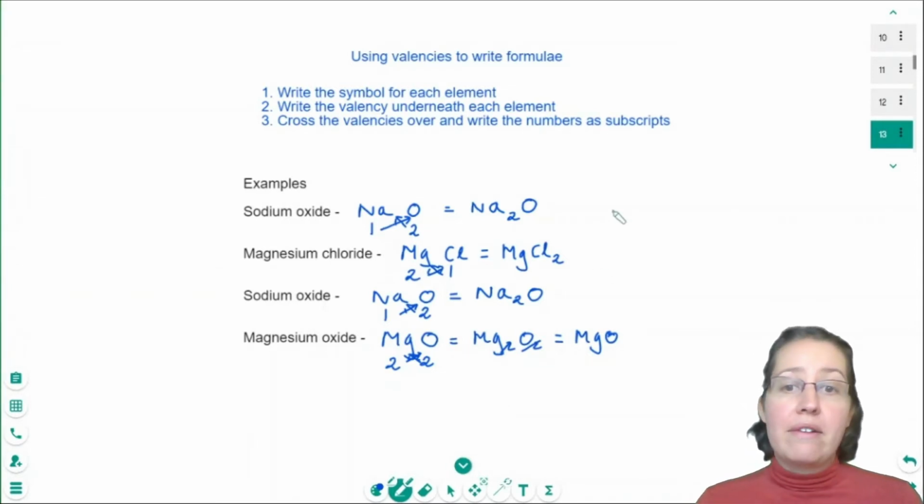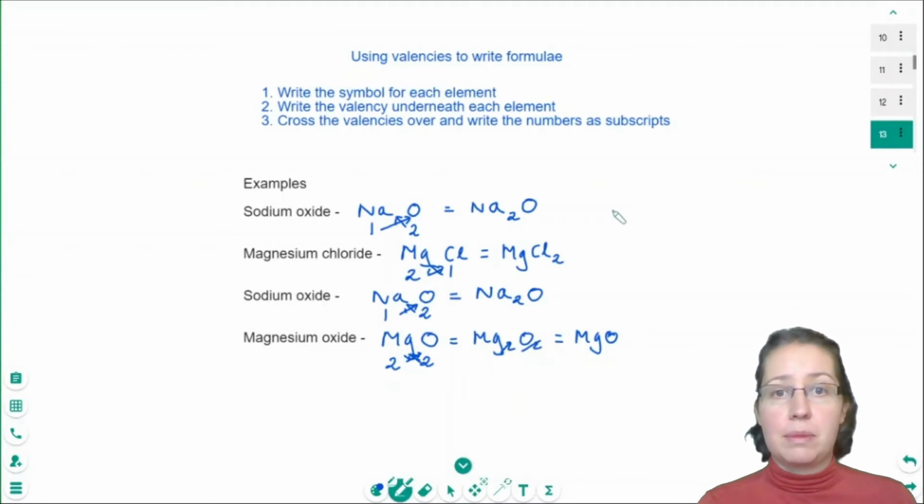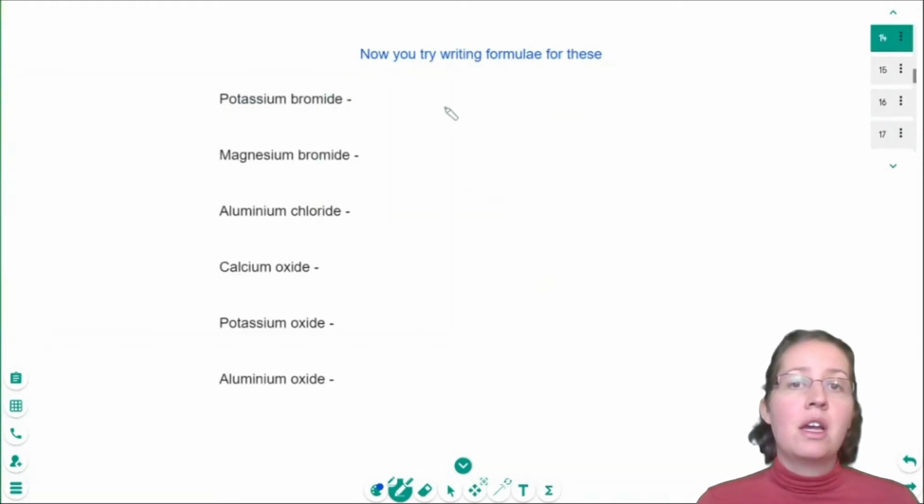The most common error that people tend to make is forgetting to do the crossing over of the valencies, okay? So don't just write them in, you've got to write them underneath and do that physical crossing over step. As you get more confident, you will find that you don't need to write them underneath, but I do suggest if this is the first time that you're writing formulae, do it and get into good habits, and then you're more likely to get it correct. Right, it's your turn. Please pause the video.